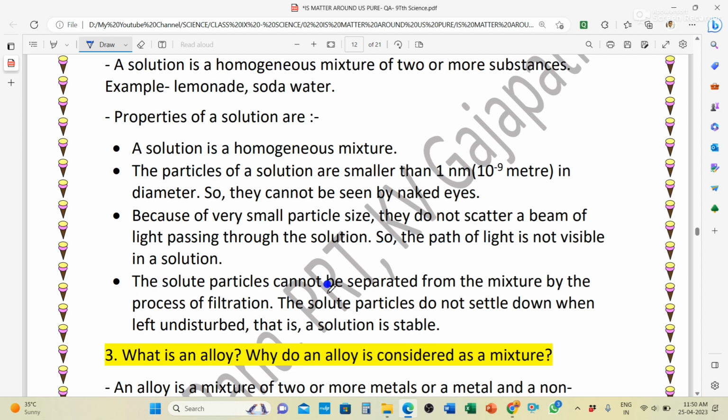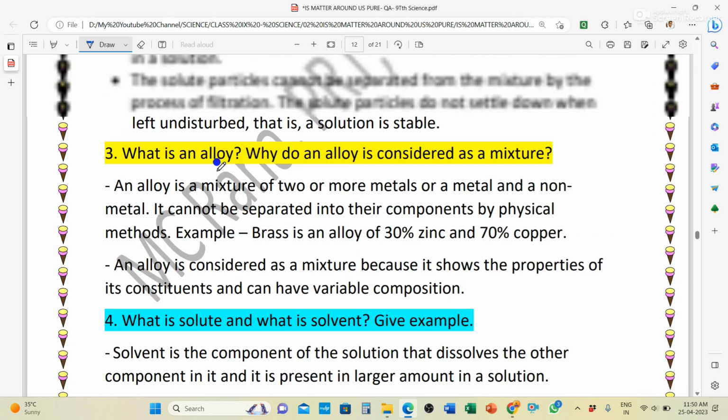The solute particles cannot be separated from the mixture by the process of filtration. The solute particles do not settle down when left undisturbed. So a solution is stable.